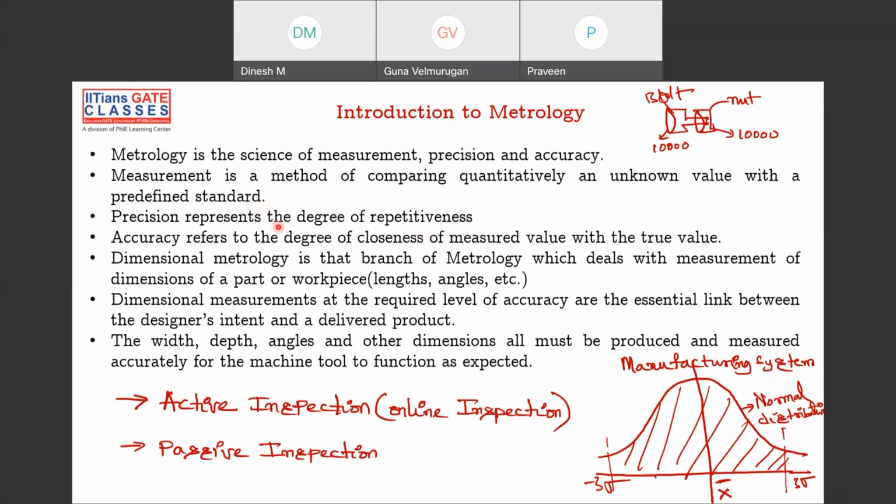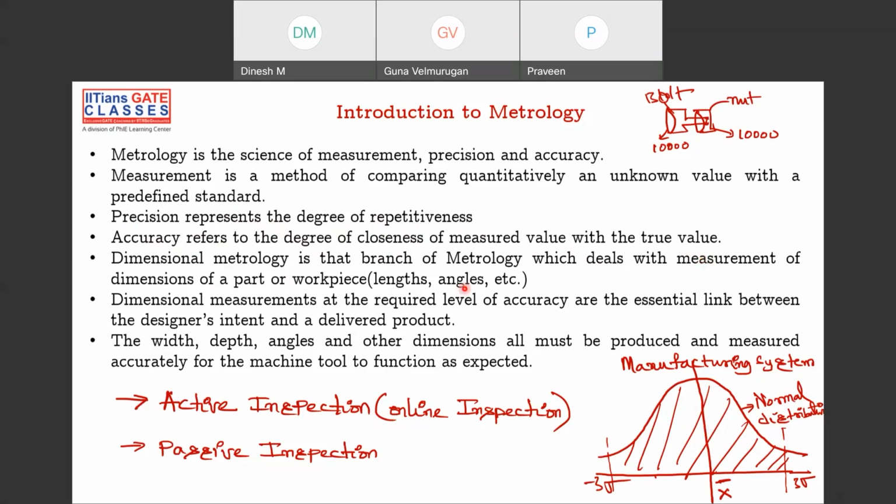Okay. So the difference between precision and accuracy is here. Precision represents the degree of repetitiveness. Accuracy refers to the degree of closeness of the measured value to the true value. Now that we have read both of them, let me explain both of them very clearly.